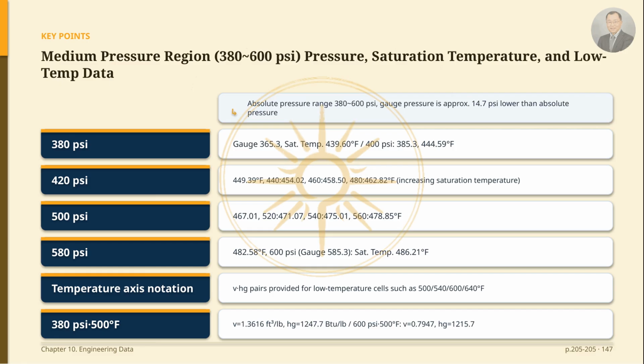This section covers the intermediate pressure range from 380 psi to 600 psi absolute, containing the pressure and saturation temperature header values on the left side of the table. Gauge pressure appears lower than absolute pressure by the amount of atmospheric pressure, which is approximately 14.7 psi.